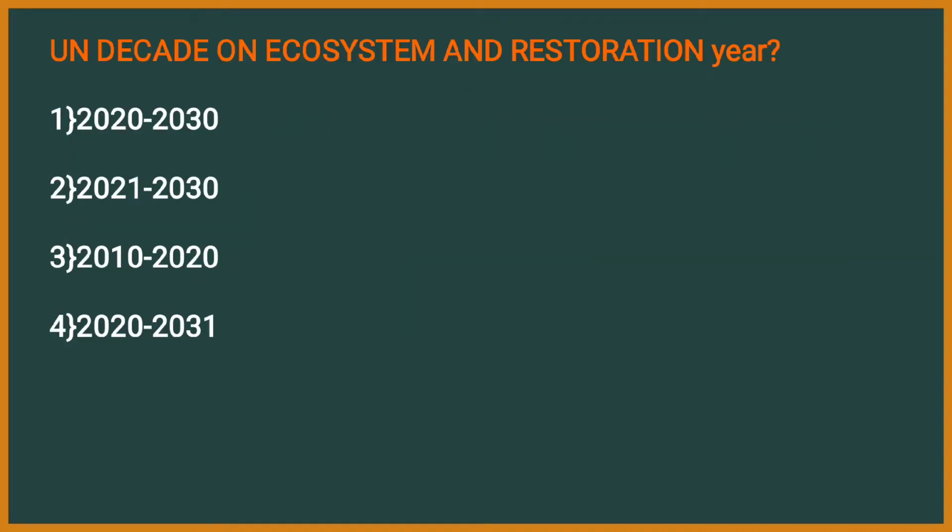Next question. UN Decade on Ecosystem and Restoration year. Option 1: 2020 to 2030, 2021 to 2030, 2010 to 2020, and 2020 to 2031. The answer here is 2021 to 2030. It is a fact, you need to remember it. 2021 to 2030 is the UN Decade on Ecosystem Restoration.